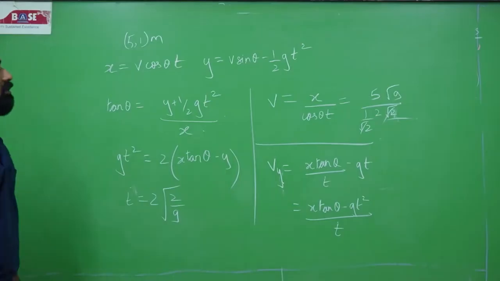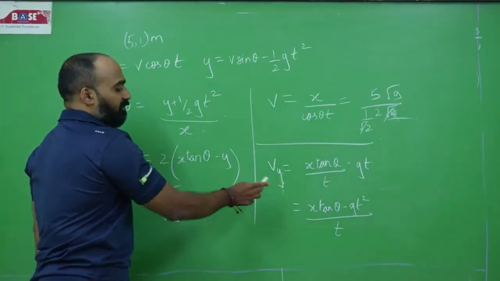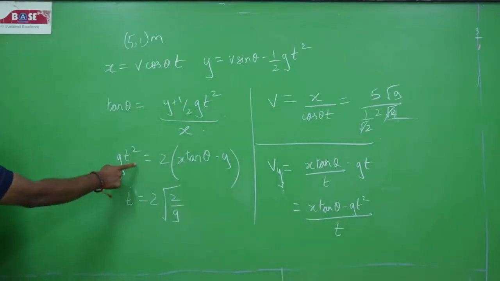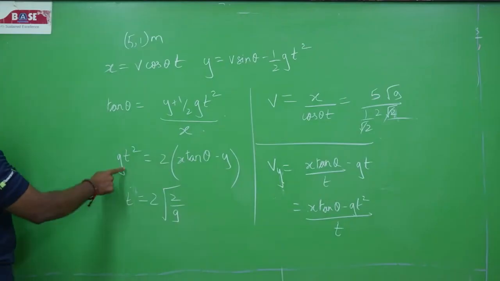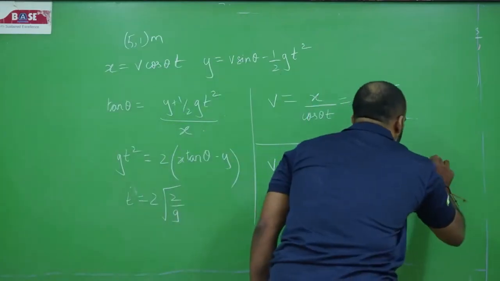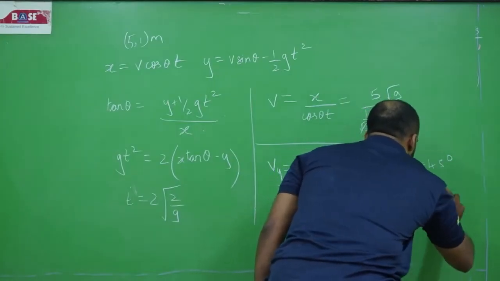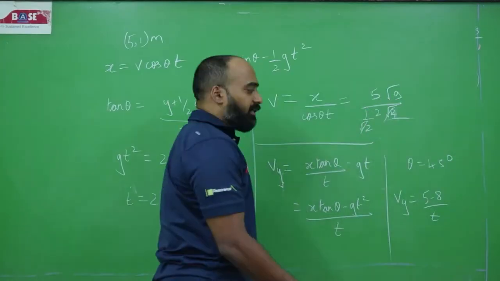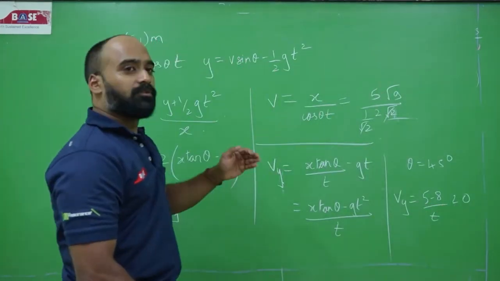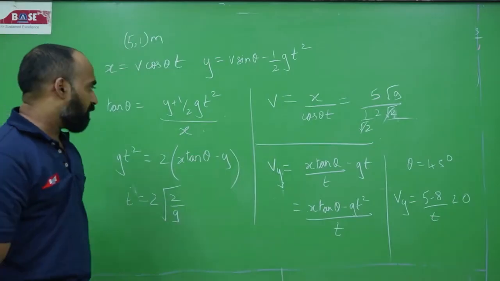And now to check whether it reaches the point after it reaches the maximum height, just check the y component of velocity. X tan theta is 5, gt square is 8. So for theta equal to 45, Vy will be 5 minus 8 by t. I only need to check the sign. This is less than 0, means it's going down, so maximum height has already been reached. So option A and option B are correct.